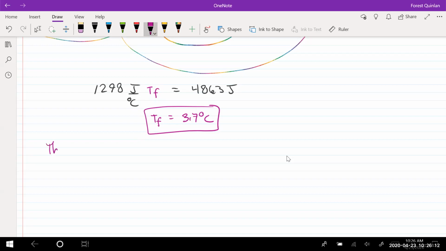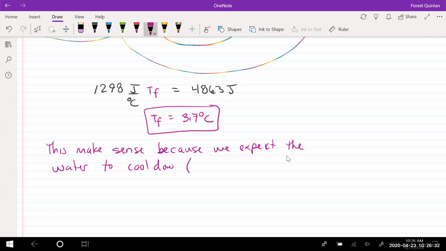This makes sense because we expect the water to cool down. And I might even say, in parentheses, and the ice to be gone.